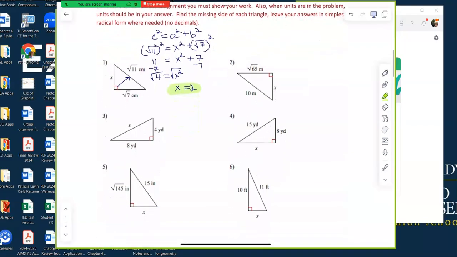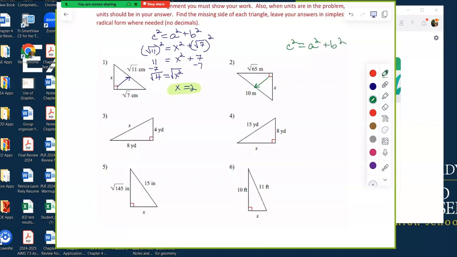Okay, look at the next one. Again, what you can always do is draw a line from the right angle to the opposite side. That's the biggest side in a right triangle. So remember, our formula is c squared, which is the biggest side, equals a squared plus b squared. For c, this time you have 10. We're going to square it. It doesn't matter the order. I'm going to write radical 65 first.